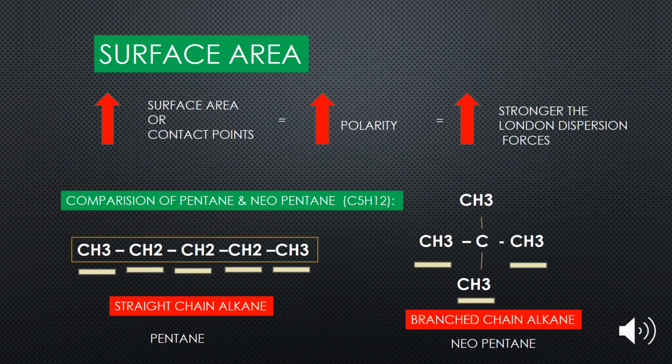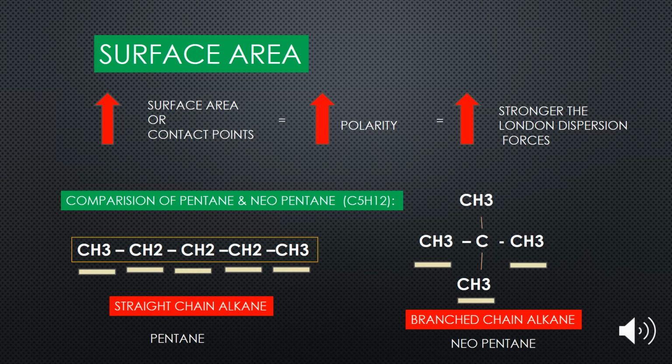Now friends, let us discuss how the surface area of an atom or molecule affects the strength of the London dispersion forces. Look carefully: if the surface area of an atom or molecule is greater, it has more contact points, which results in greater chances of polarity, and as a result the London dispersion forces will be greater.